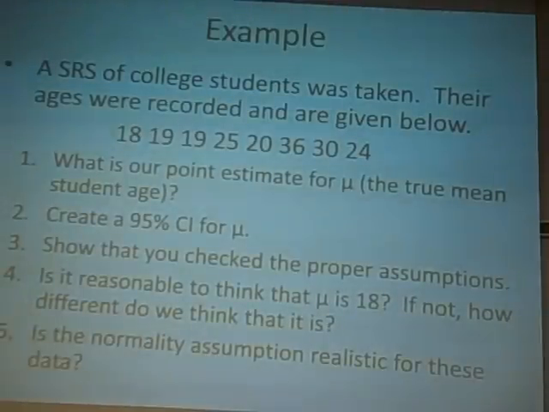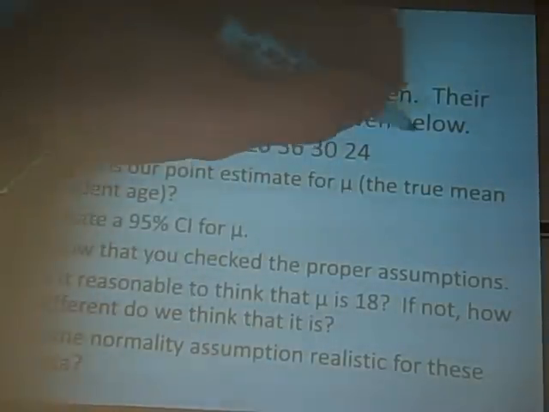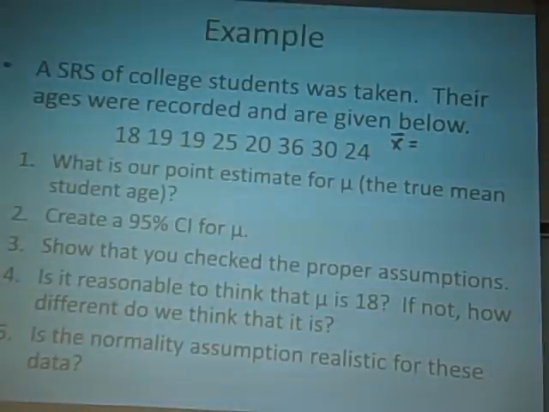I'm typing these into the computer, and I'm going to get the summary stats for them. There's a bunch of different ways you could do this. You could use your TI, you could use Stata, you could use SPSS. I'm going to use R here real quickly since I've got it open. 18, 19, 19, 25, 20, 36, 30, and 24. Okay, so using the computer, I found that x bar, the average of those, is 23.875.